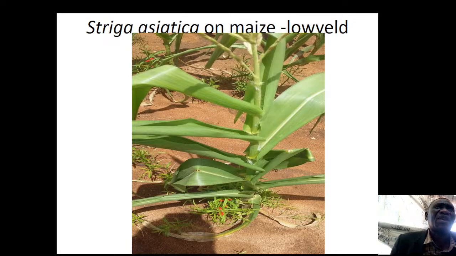So this is Striga asiatica in the low veld. You can see at the bottom of the maize stalk, maize stem, just above ground level, you have these plants. They represent Striga asiatica.